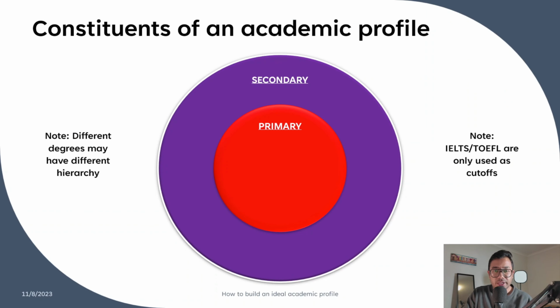So what are the key components of an academic profile? So we have divided the components into primary and secondary ones. So the primary ones are of prime importance, as the name depicts, and the secondary ones are a bonus. So if you have them in your profile, it would look really good.